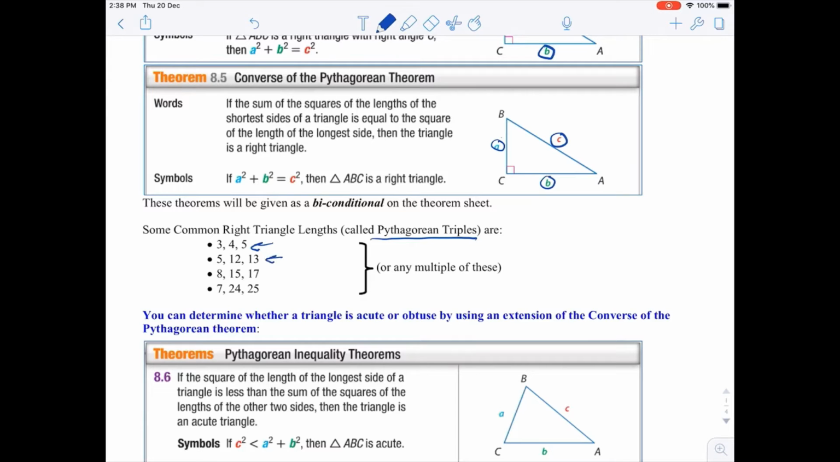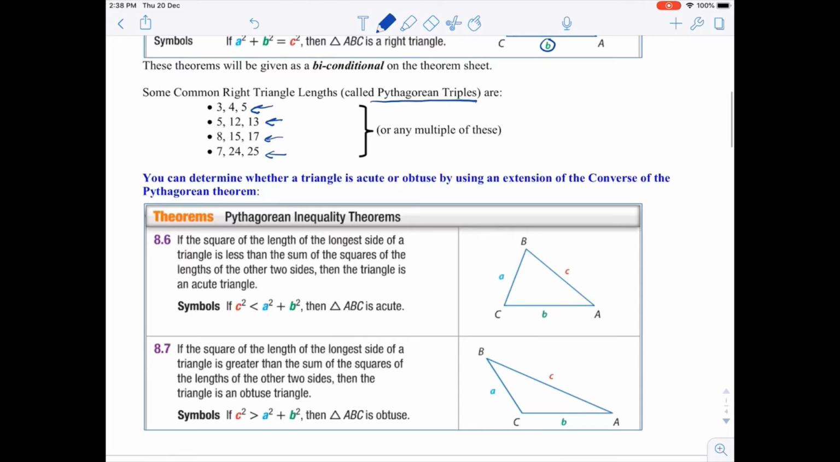Another common one you see is the 5, 12, 13. 8, 15, 17, and 7, 24, 25 come up every so often, not as much as the others. And there are actually many, many more Pythagorean triples, but these are the ones that you should keep your eye out for because they'll save you some time.